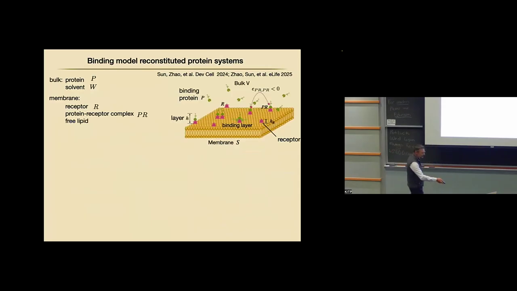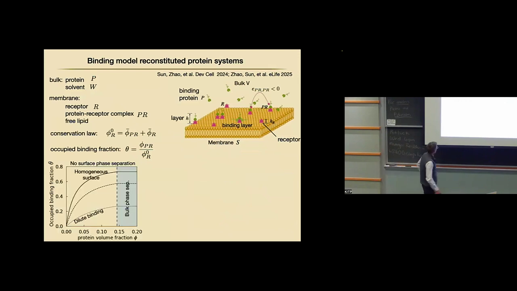Okay, here we go. What do we get? In the model, of course, we have 2 conservation laws, and one is that the total receptor amount is conserved. When you take a binding perspective, you come up with the occupied binding fraction in the system, which is in the end the total amount bound to the total amount of receptor in the system. And this is a fraction between 0 and 1.